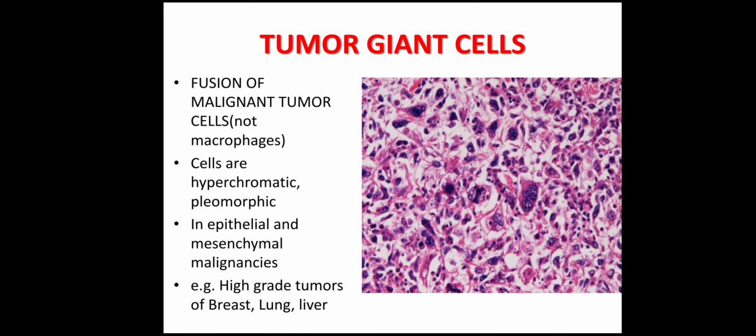Next we come to the tumor giant cell. The tumor giant cell is different from the giant cells we studied previously because they are not composed of macrophages. They are composed of malignant tumor cells. The malignant tumor cells are characterized by hyperchromatic and pleomorphic nuclei like these, and they can even have prominent nucleoli. So they will be pleomorphic, darkly stained, and can have bizarre shapes. They are commonly formed in epithelial and mesenchymal malignancies. Examples can be high-grade tumors of breast, lung, liver, etc.